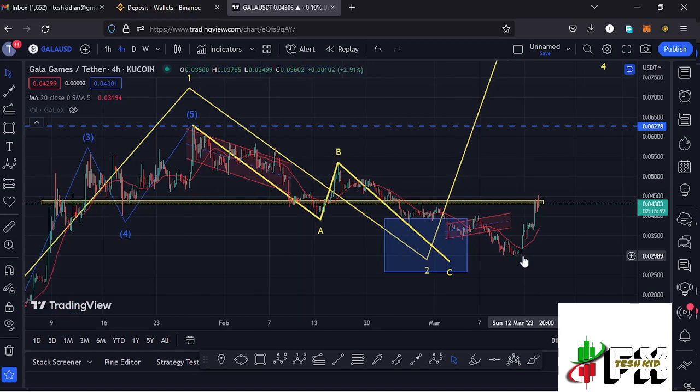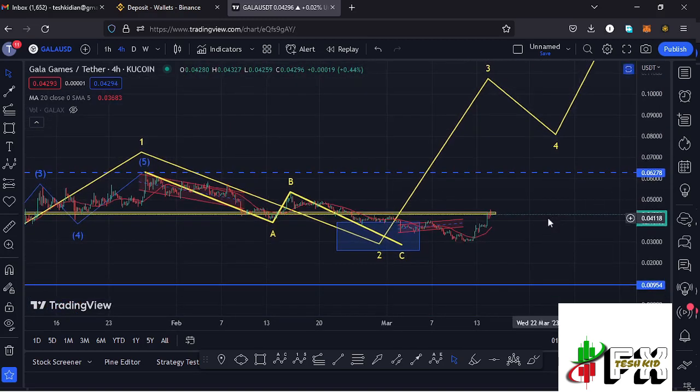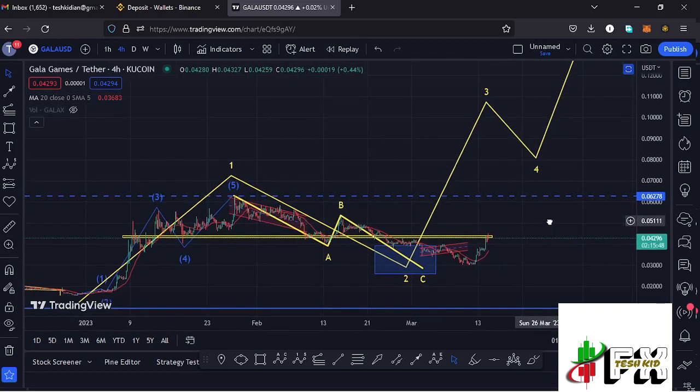$0.02989 mark. And I believe that having seen a movement into that blue target area, which is the minimum retracement area, we have now bottomed out in the formation of that wave 2, and whatever we are seeing at the moment is the start of an impulsive wave to the upside in the formation of this wave 3.